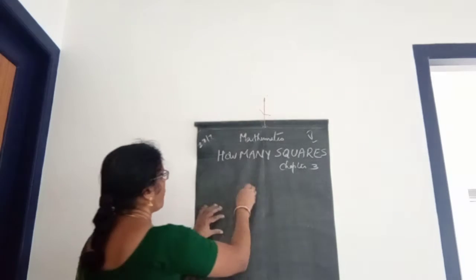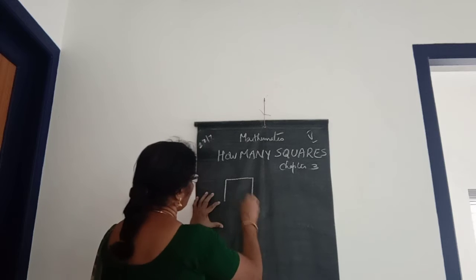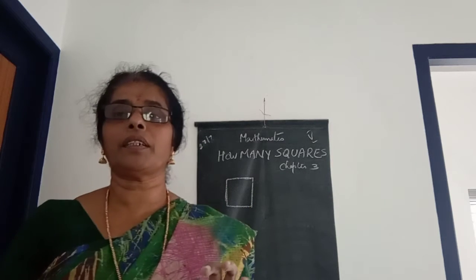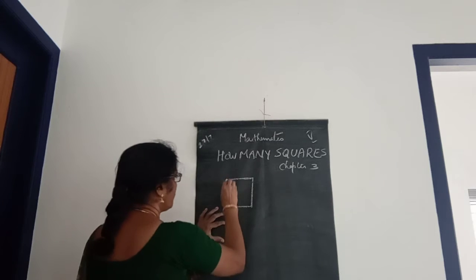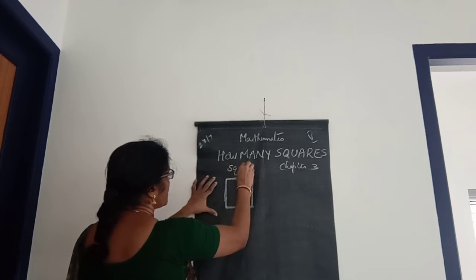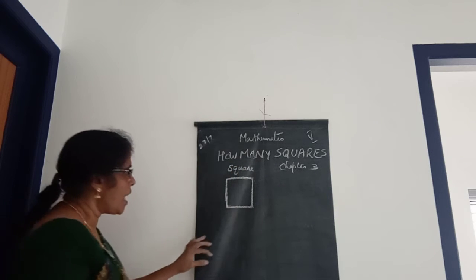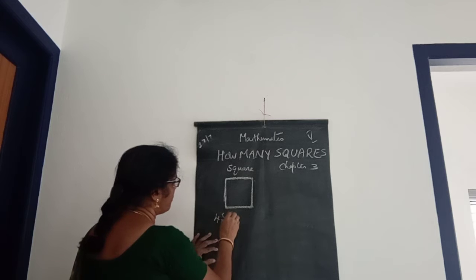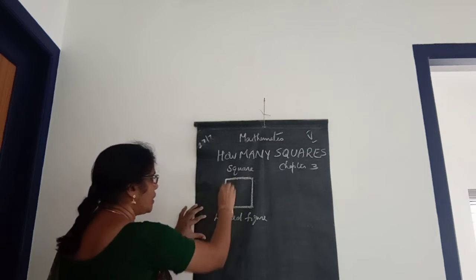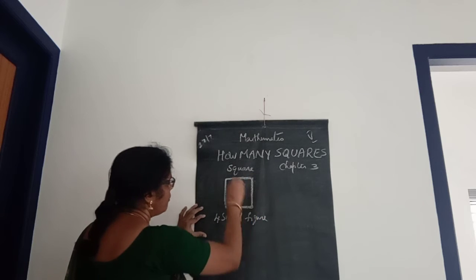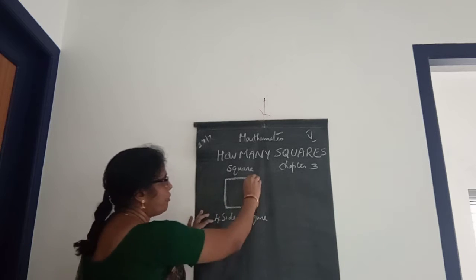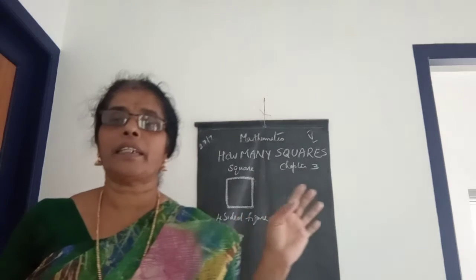Look here. What is the shape of this, children? Square, isn't it? This one is a square. S-Q-U-A-R-E, square. And it is a four-sided figure. Side means this one is 1, 2, 3, 4. These are the four sides. 1, 2, 3, 4. This is the four-sided figure.